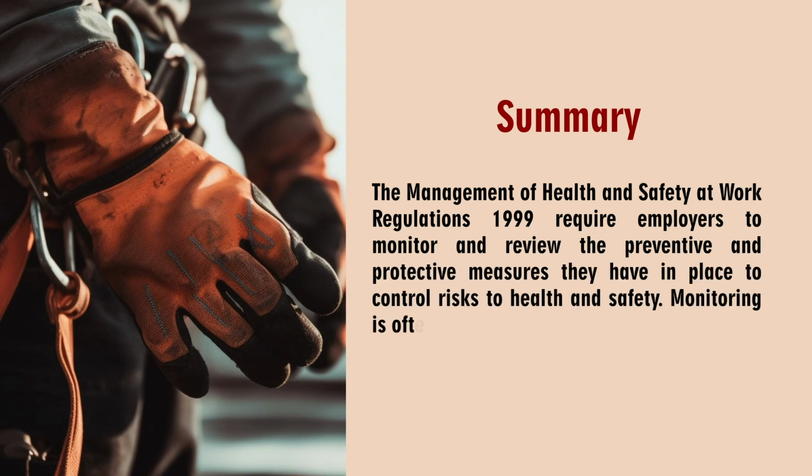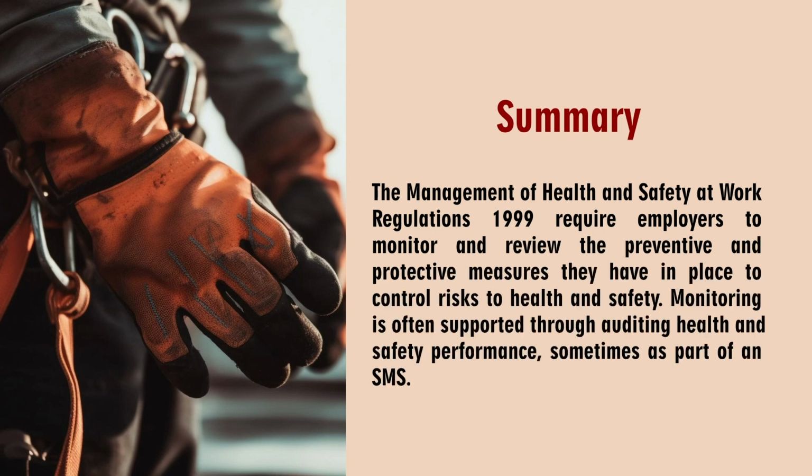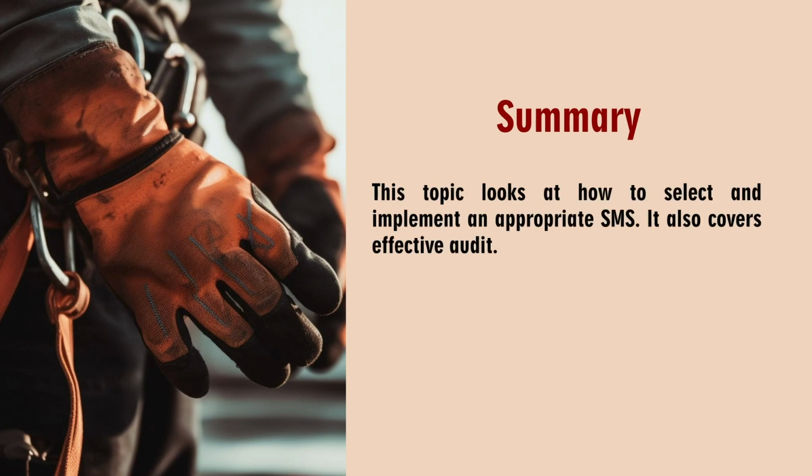The management of health and safety at work regulations require employers to monitor and review the preventive and protective measures they have in place to control risk to health and safety. Monitoring is often supported through auditing health and safety performance, sometimes as a part of SMS. This topic looks at how to select and implement an appropriate SMS. It also covers effective auditing.